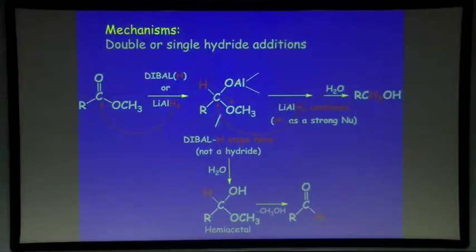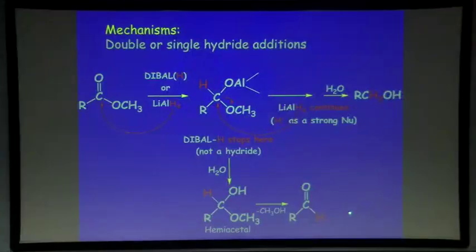And so it stops here, and then until you throw in water. And when you throw in water on this guy, what happens is the aluminum oxide is hydrolyzed to the hydroxide, as you would expect, and lo and behold, what we have here is a hemiacetal. And hemiacetals fall apart to the corresponding carbonyl compounds. And so that's how you get the aldehyde.